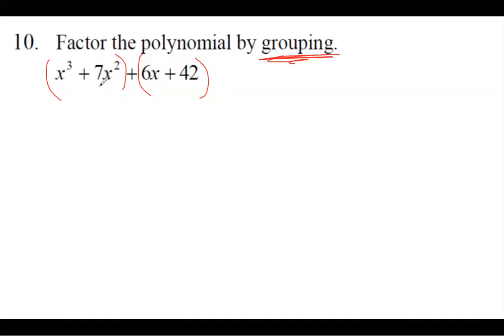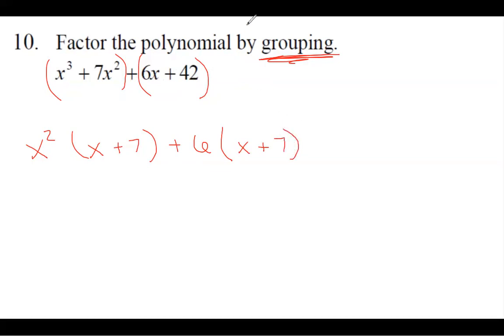So what do we have in common in my first group? X to the power of what? Beautiful, 2. So let's go ahead and take it out. Let's factor it out. So what times x squared gives me x to the power of 3? X. And then what times x squared gives me 7x squared? Positive 7. All right. My second group, what do I have in common? My beautiful 6. Let's go ahead and factor it out. I'm left with x and 7.